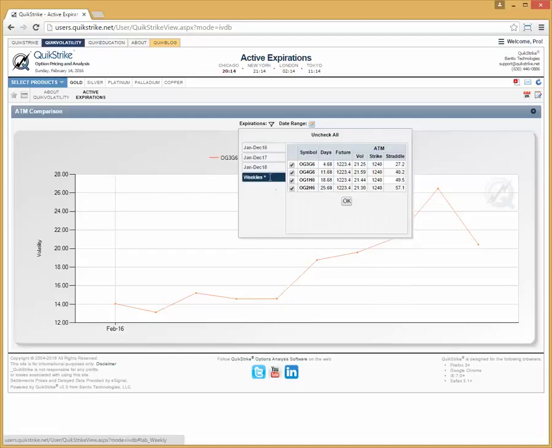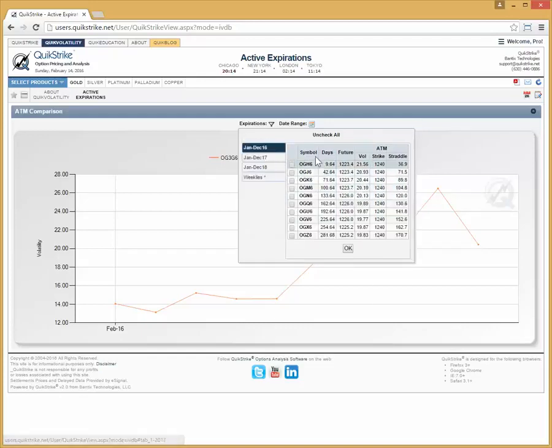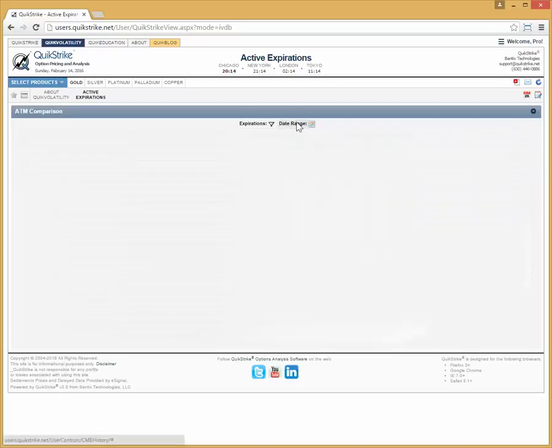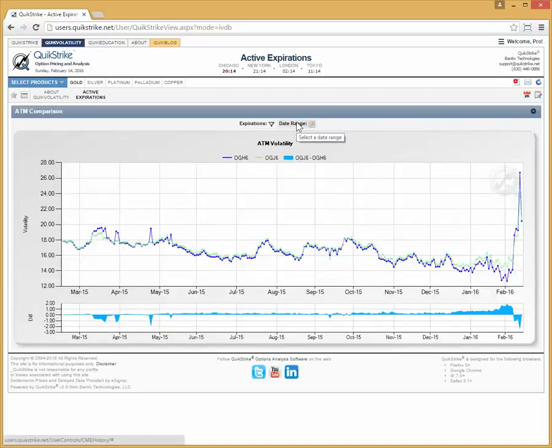Okay, so that is our compare expirations. And again, let's just check on 2. And again, like we discussed in the previous screen for the historical versus implied, the date range is going to give you the same thing. It's going to give you the ability to look at what we have here.